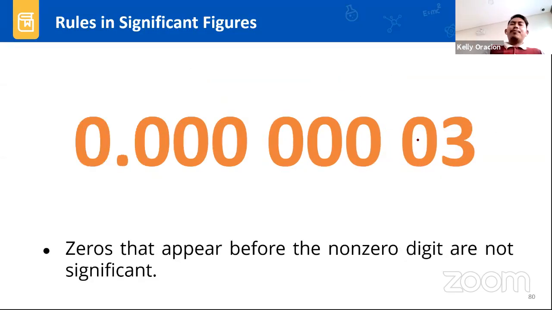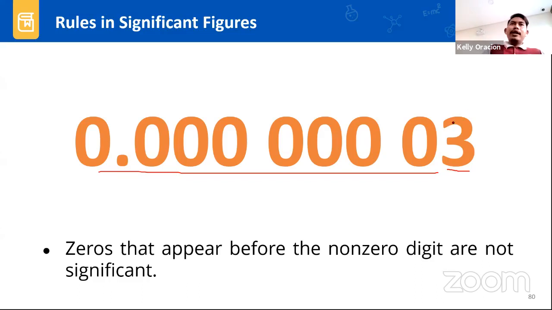Zeros that appear before the non-zero digit are not significant. If the 0 comes first in the number, before the non-zero digits, those zeros are not considered significant. So like this, di ba nauna yung 0? Nauna ang 0, then it was followed by a non-zero digit number. So they are not significant.